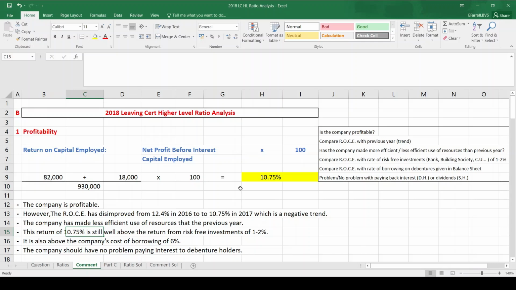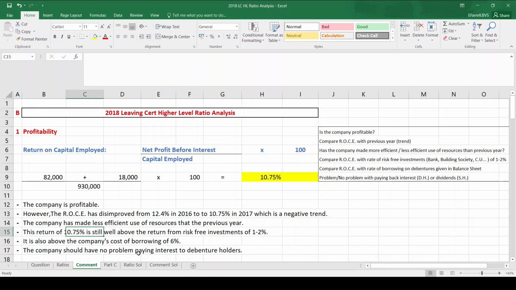Because the company is profitable, we can just say here at the end, the company should have no problem paying interest to debenture holders. If we were talking from the point of view of shareholders, we simply change that to the company should have no problem paying dividends to shareholders.